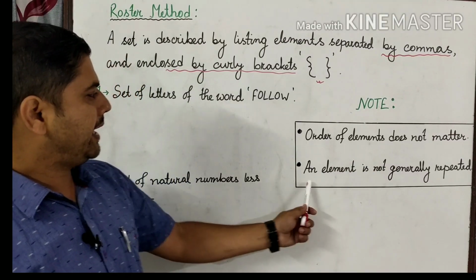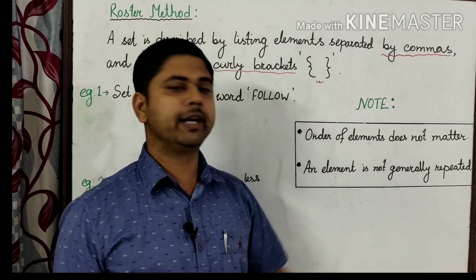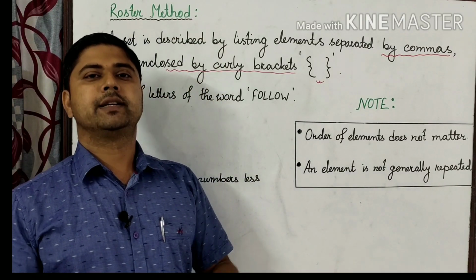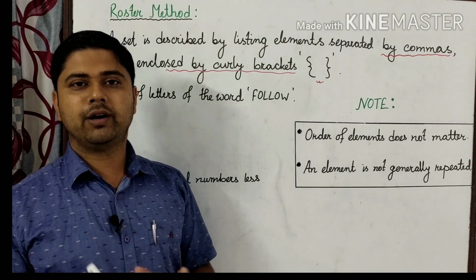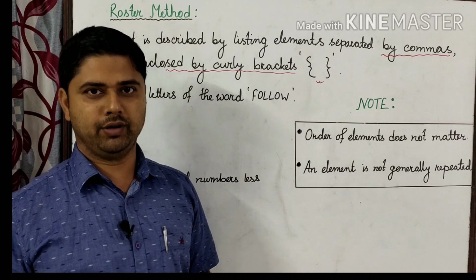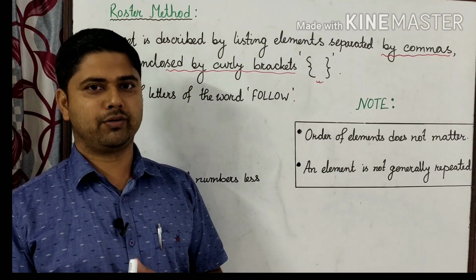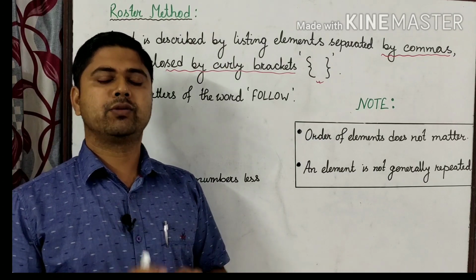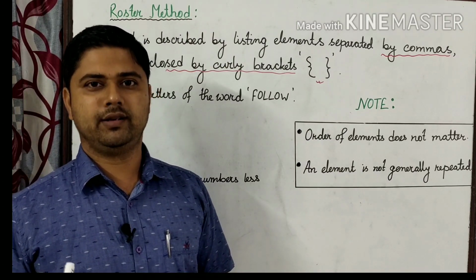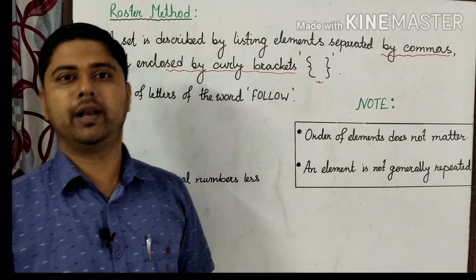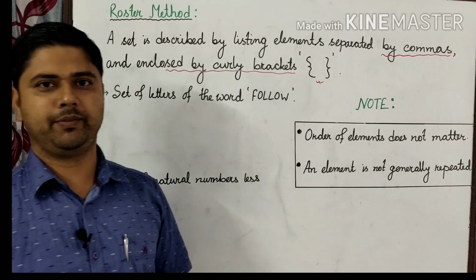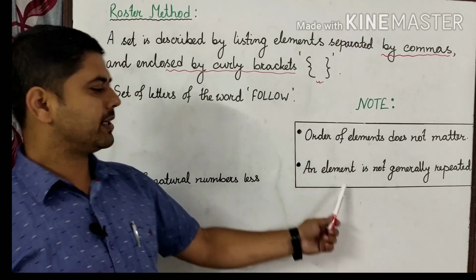Next, an element is not generally repeated. Generally when you represent a set, elements are not repeated. If your set has 1, 1, 1, 1, 1, we count only one element. These 2 points are so important.